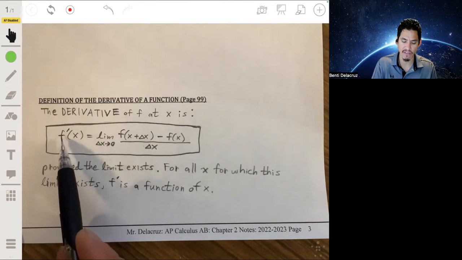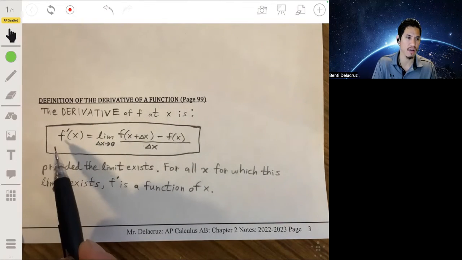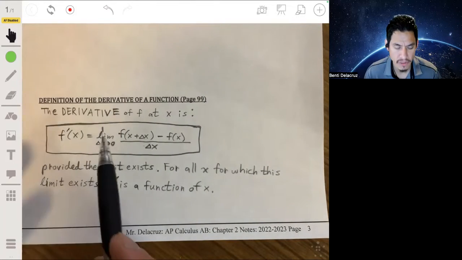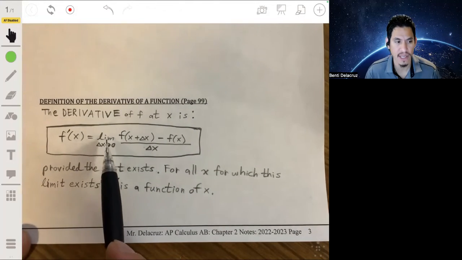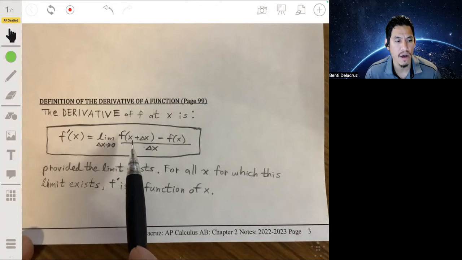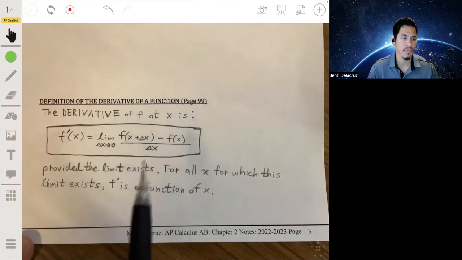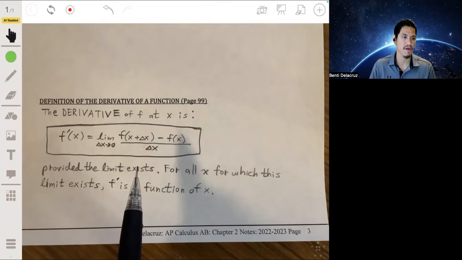Now we read this as f prime of x. It's going to be very common for writing or representing the derivative of a function. And so the f prime of x is equal to the limit as delta x goes to 0 of f of x plus delta x minus f of x all over delta x, provided that the limit exists.